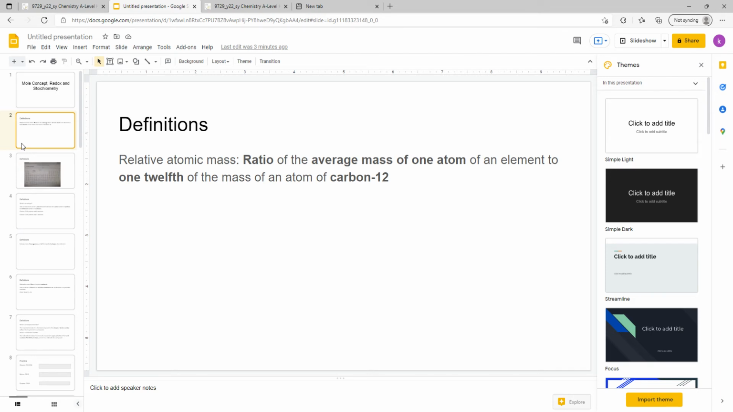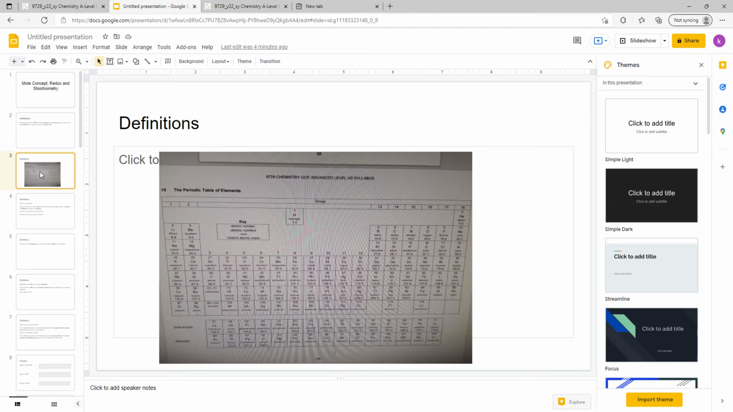So first off, let's explore the definition of relative atomic mass. The relative atomic mass is the ratio of the average mass of one atom of an element to 1/12 of the mass of an atom of carbon-12. You can find the relative atomic mass very easily in your periodic table. The relative atomic masses are the numbers below the elements. For example, you can see that the relative atomic mass of boron is 10.6 and that of carbon is 12.0 and so on and so forth.